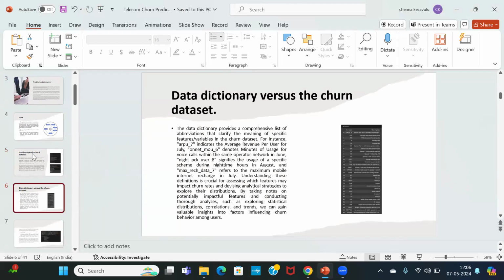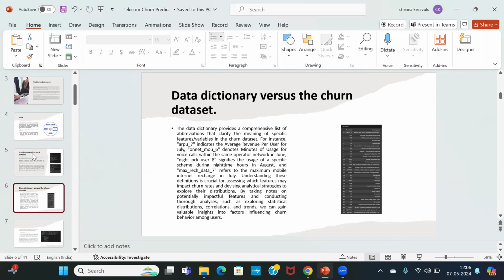So this is the data dictionary for the churn data set. It is a list of abbreviations that clarify the meaning of specific variables in the churn data set. For example, onnet_mou_6 denotes minutes of usage for voice calls within the same operator, night_pck_user signifies the usage of the night-time scheme, and max_rech_data_7 refers to maximum mobile internet recharge. These are just abbreviations, and we gave short meanings for them.